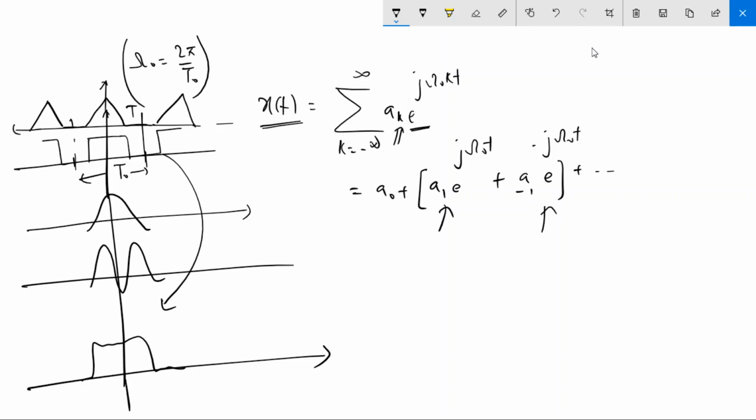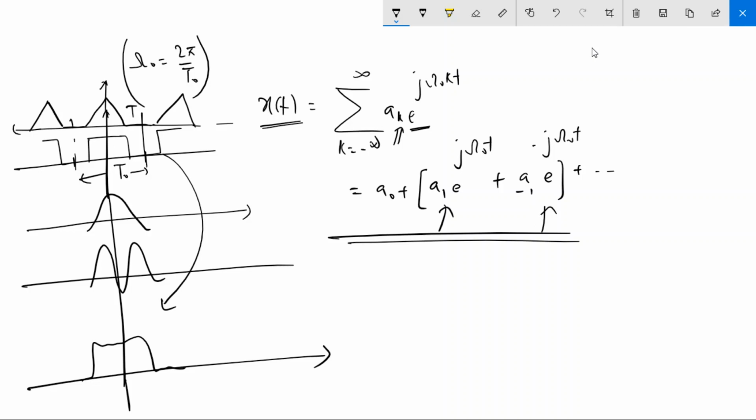So all the harmonics will be in multiples of omega naught, 2 omega naught, 3 omega naught, and so on, whereas the difference is in this coefficient a_k. This coefficient will basically decide the shape of the function that you will get. So this is one important significance of the complex exponential signal. That is why we study them, because they form the foundation for any other signals.